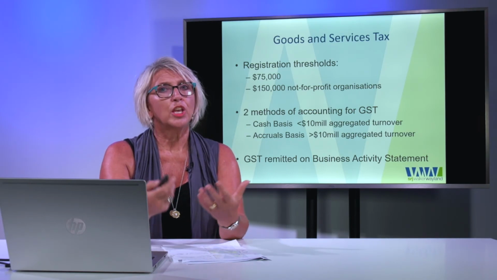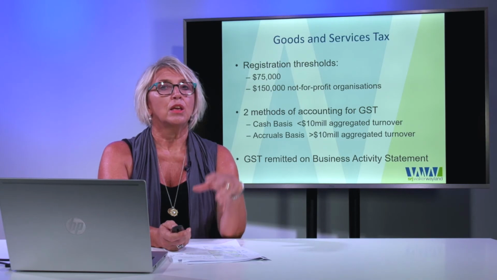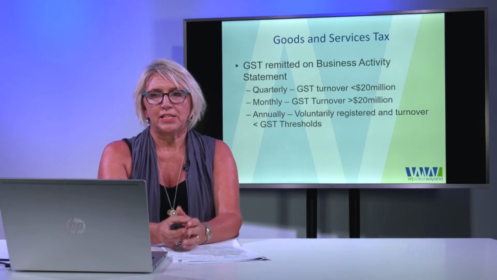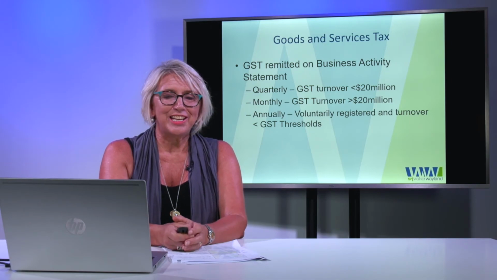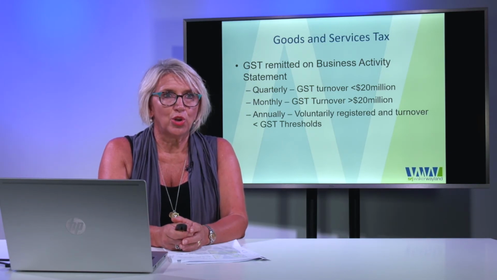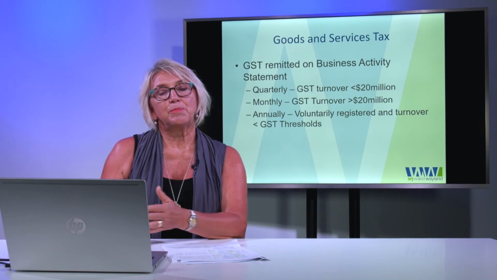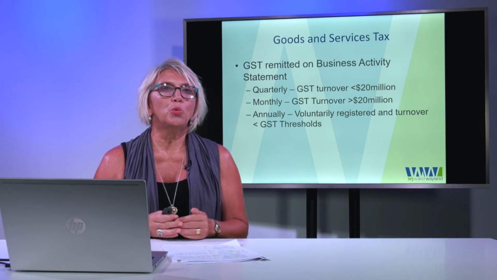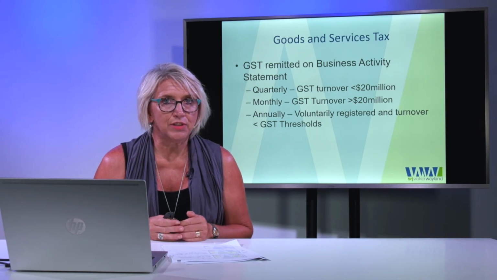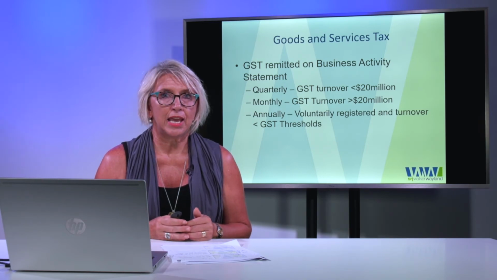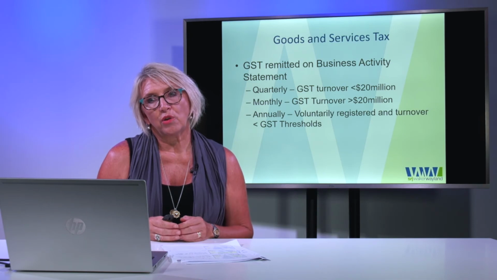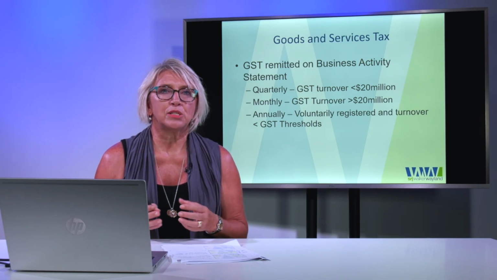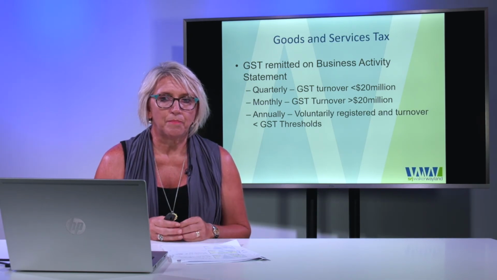How do you pay it? You remit your GST on your business activity statement. Again, there is a different threshold here. If your GST turnover is classified as being less than 20 million, you will lodge your business activity statements and remit your GST on a quarterly basis. If your GST turnover is greater than 20 million, then you must remit on a monthly basis on your BAS.